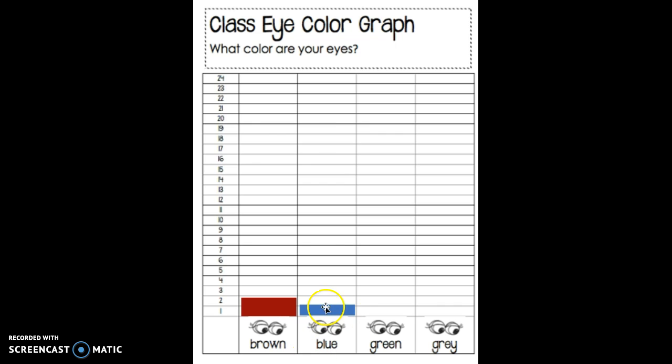Look at this friend. She's got blue eyes. I can finally color in my one friend who has blue eyes. So far, I have two friends with brown eyes and one friend with blue eyes. I'm going to keep going until I do everyone in the class. I want to find out who has brown eyes, blue eyes, green eyes, and gray eyes.